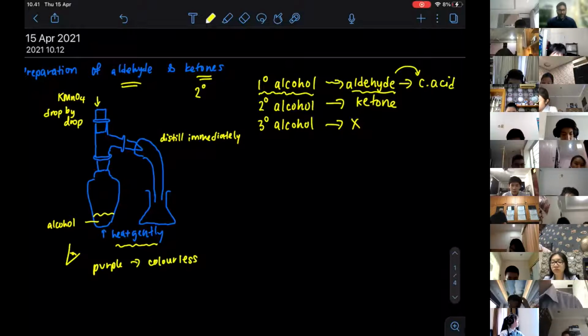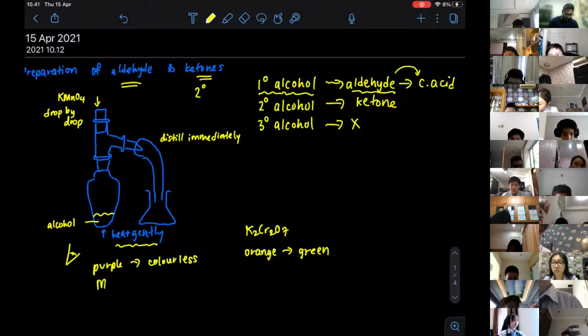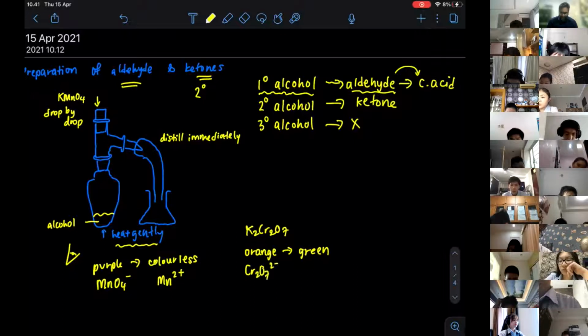If, let's say, you are using potassium dichromate instead of acidified potassium manganate, you are going to have a different color change, which is orange changing into green. So please take note of all this. Purple color is because of MnO4 minus. Colorless is because of Mn2 plus. Orange is because of Cr2O7 2 minus. Green is because of Cr3 plus.